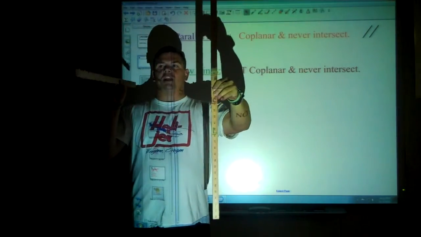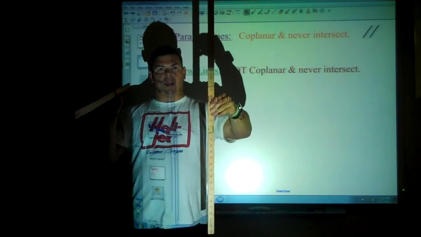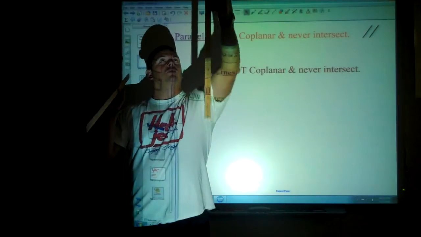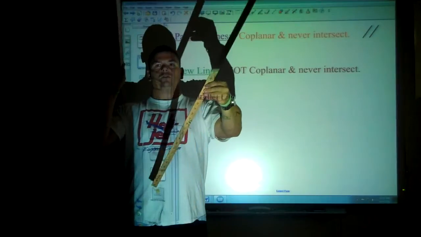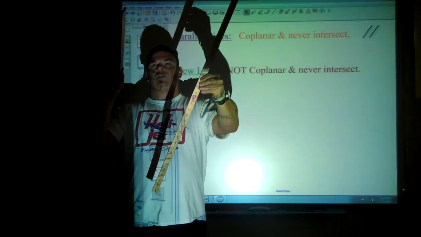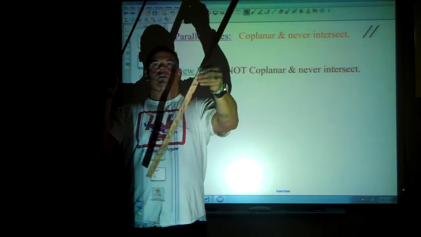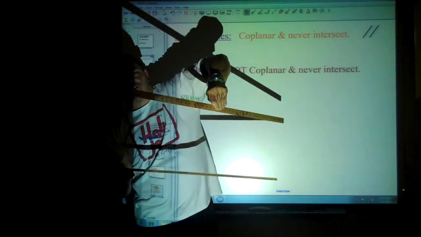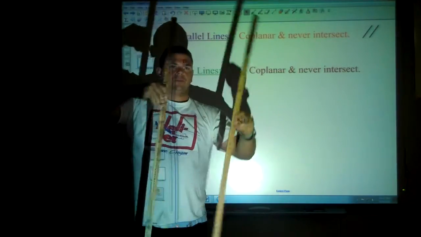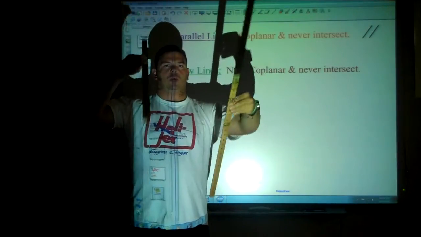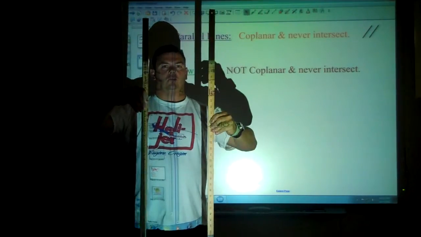But anytime there's space between them, they're not in the same plane, and they still never touch. This one goes up and down. This one goes front to back forever. They never touch. So this right here, that would be skew lines. They'll never touch. They're in different planes. All right? Even if they're like this, they're still never going to touch. So the difference between skew and parallel is the whole plane bit. Skew and parallel.